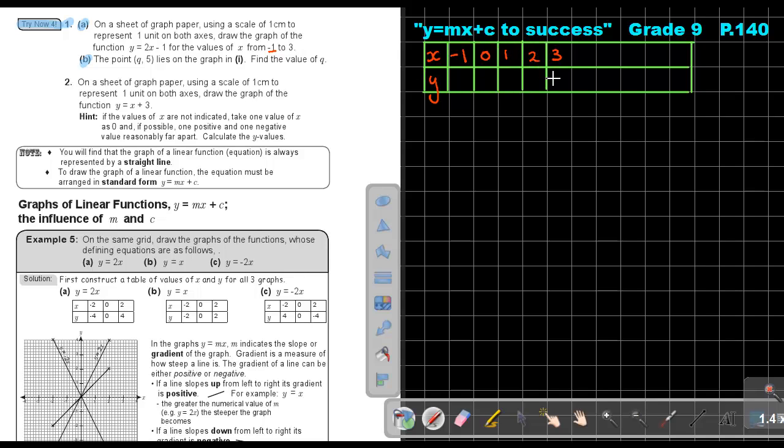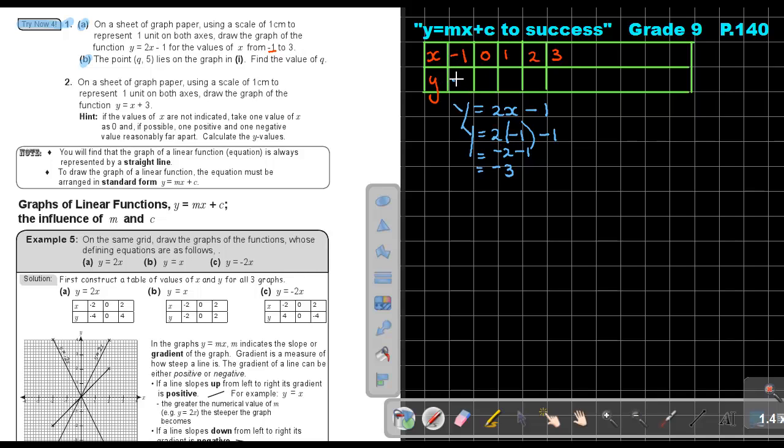Okay, so I'm going to substitute my x values to find the y values. I'm just going to use my equation. What is my equation? It's y equals 2x minus 1. So if I say 2 times -1, it's -2. Okay, so I'm just going to do the first one. Substitute -1, and if I do that, I will get -2 minus 1, which will give me -3.